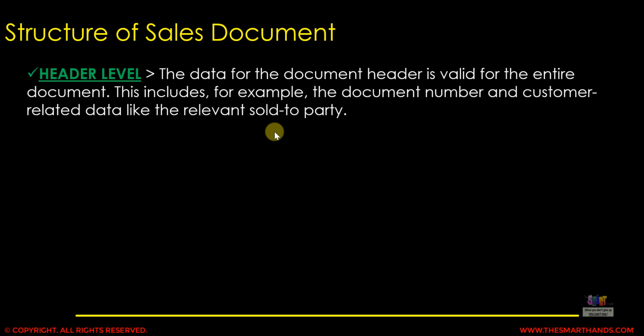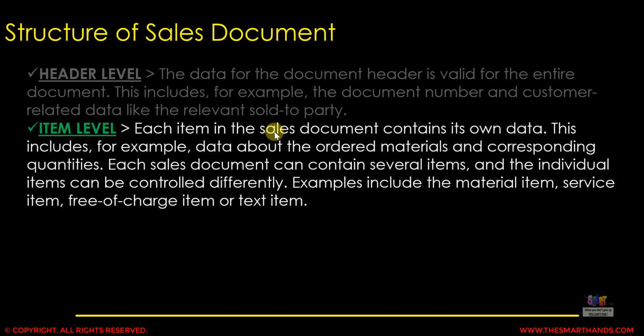As we have seen, the data in the document header is valid for the entire document, for all the items. This includes, for example, the document number, customer-related data like the sold-to party, Incoterms, terms of payment, etc. Then we have item level. Each item in the sales document contains its own data. This includes, for example, data about the ordered material and corresponding quantities. Each sales document can contain several items and the individual items can be controlled differently. Examples include the material item, service item, free of charge item or text item.